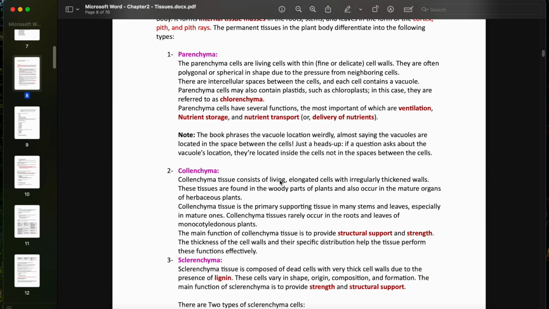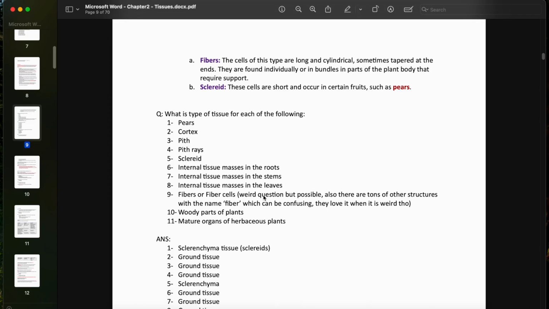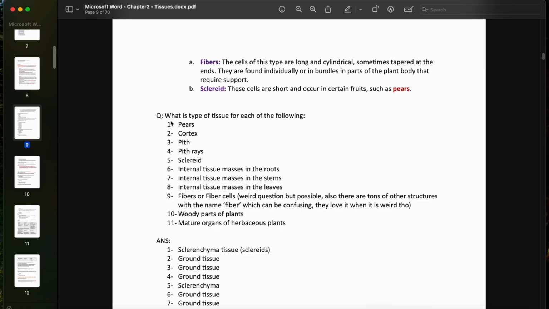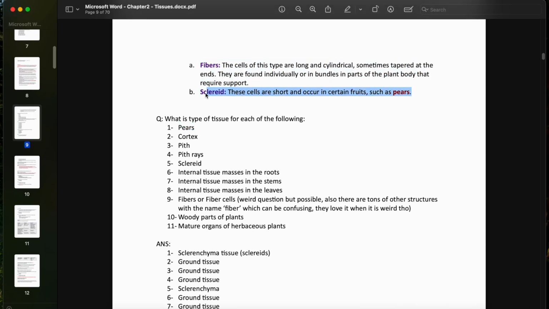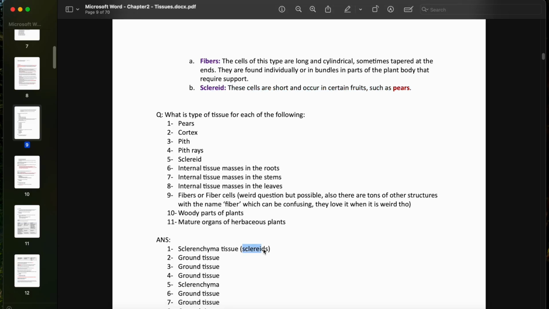Now we've read the script, and now let's look at the important questions that we can get, like how do we expect the questions to be presented in the exam. Of course, an important question is, what is the type of tissue for each of the following? And they will tell you pears or pear fruits. As mentioned here, it's sclerenchyma tissue and sclereid cells. So you write down sclerenchyma tissue, sclereids in the brackets.